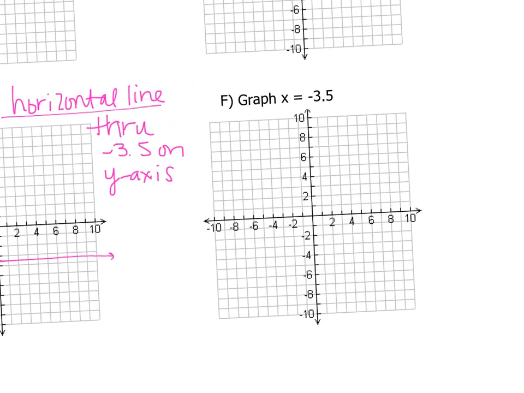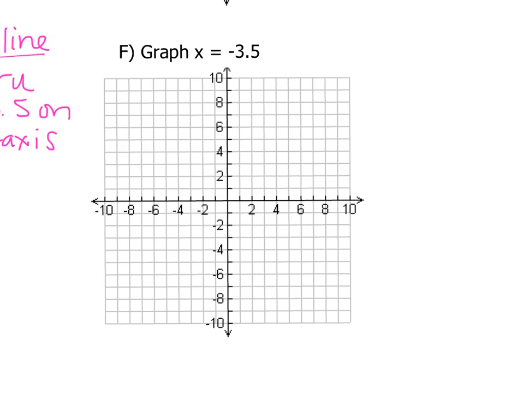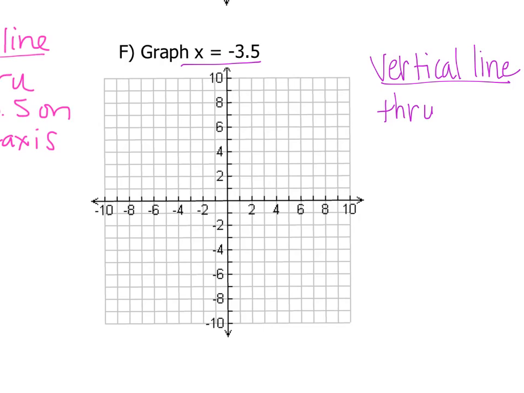On the other hand, if you have x equals with no y, this is a vertical line. This is a vertical line through negative 3.5 on the x-axis. So negative 3.5 on the x-axis, and then we'll draw our line through.